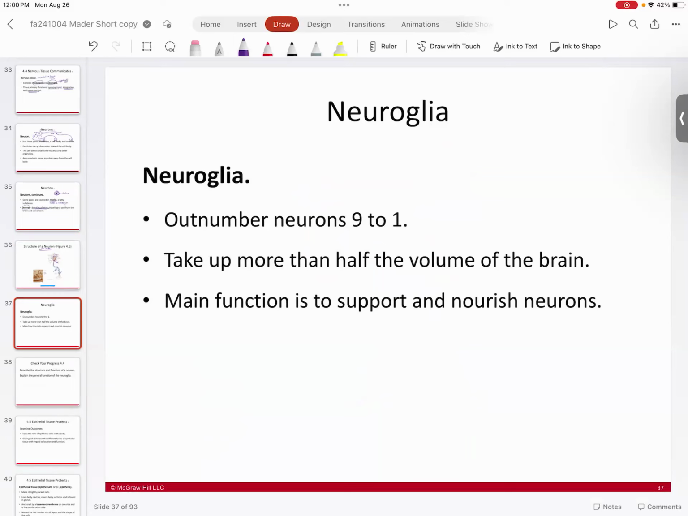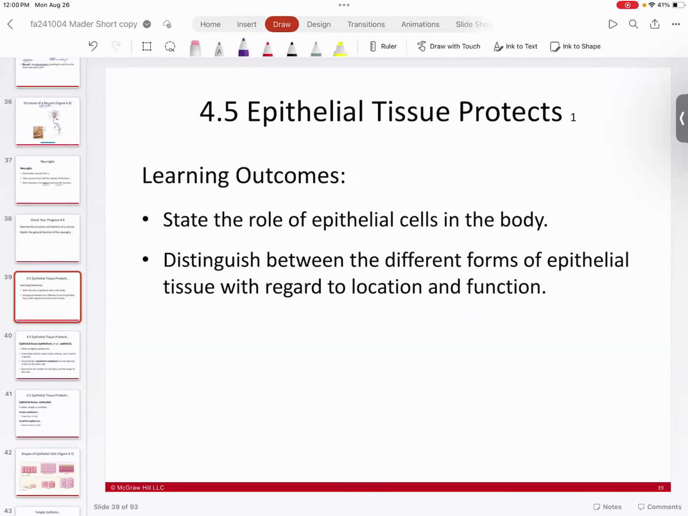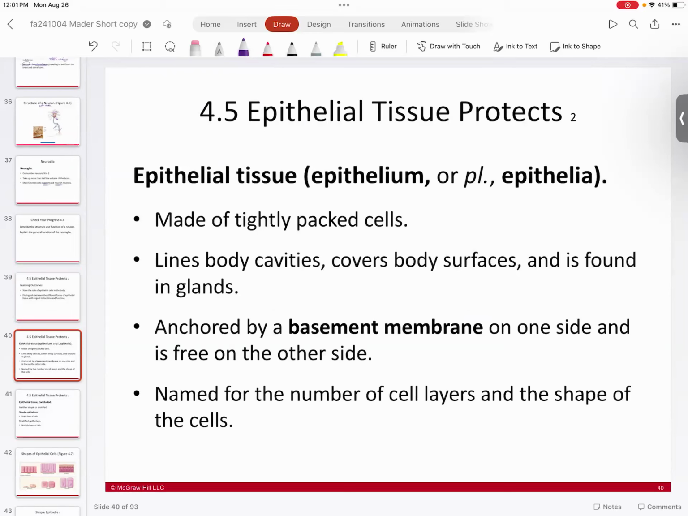Now let's take a look at the supporting cast, right? So essentially the neuroglia. When you take a look at the nervous tissue, a lot of what you're going to see is neuroglia. It's almost 10 times as much neuroglia as neurons themselves. And so they take up a good chunk of the volume of the brain. That's just the supportive functions. And so their job is to support the neurons and to nourish the neurons. So that's their job. Okay. And they do that in different ways. And we'll dig more into that when we get into the neurophysiology chapters.